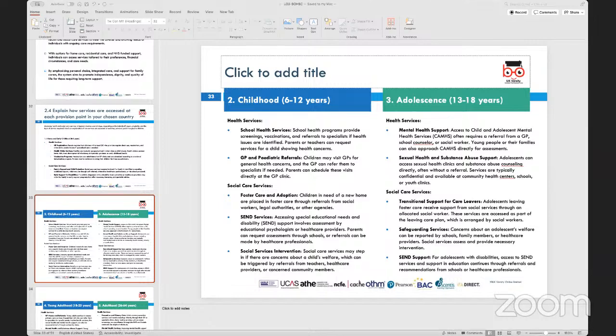The other bit which we want to look at in this case is, just give me 1 second. I want to mute everyone's microphone. I don't know who that is in the background, but if you can mute your microphone, that'll be great.